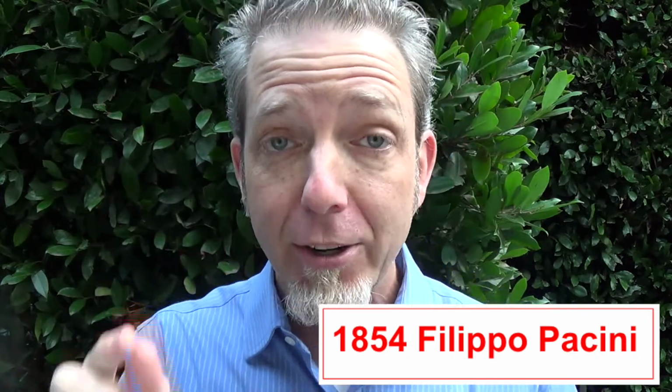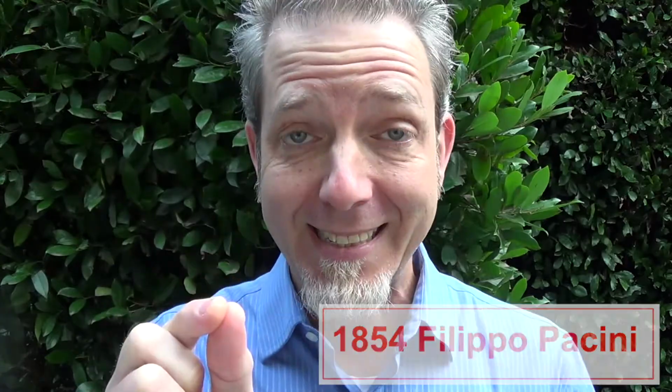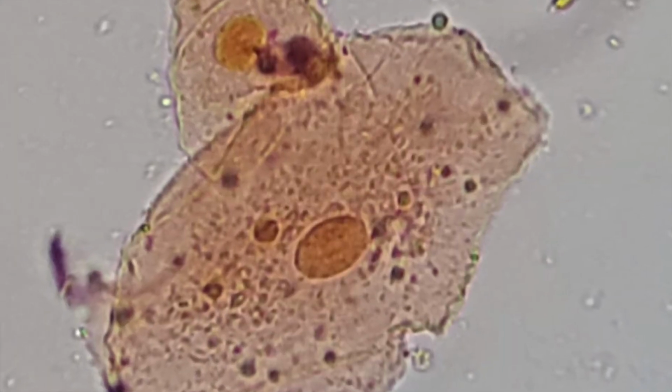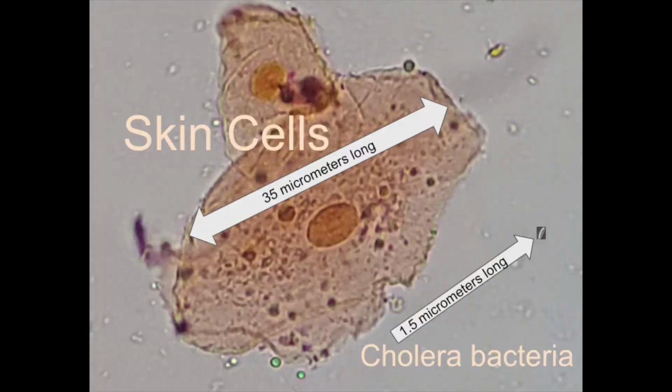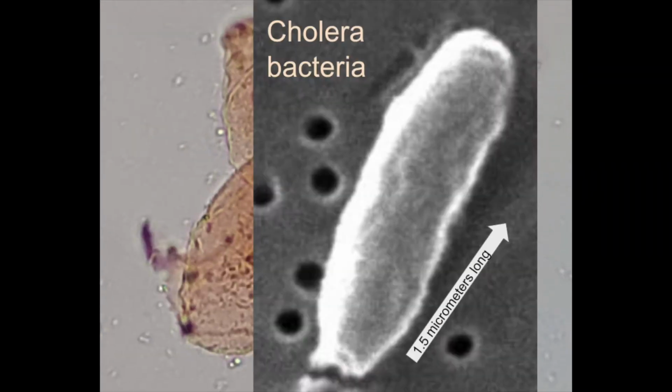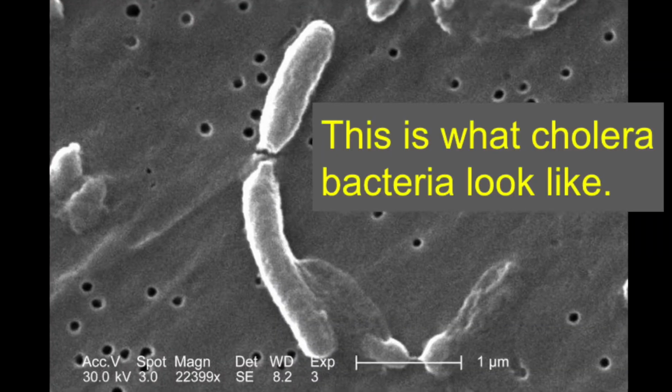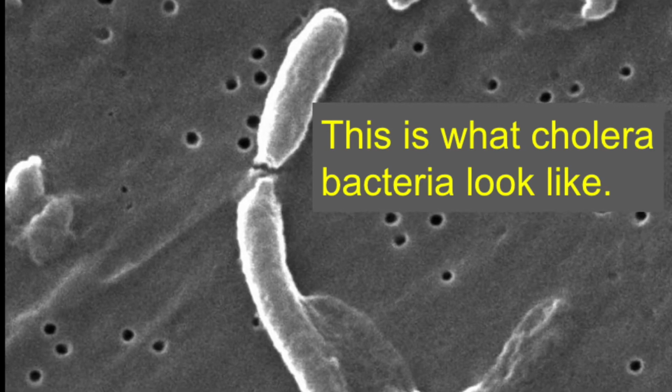Now, cholera bacteria is very, very small. A skin cell, now here's an example of a skin cell. A skin cell is about 35 micrometers long. Cholera bacteria is about 1.5 micrometers long. So it is really, really, really tiny. So you would need a really good microscope to see that sort of thing.